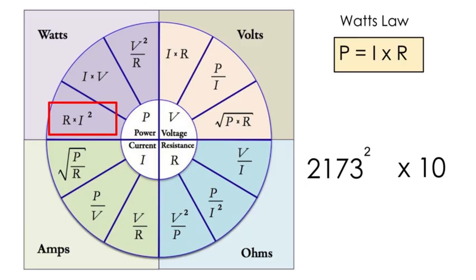We will now use the formula and square the current, then multiply it by the resistance. So 2,173 amps squared times 10 ohms is 47.2 megawatts, 47.2 million watts.